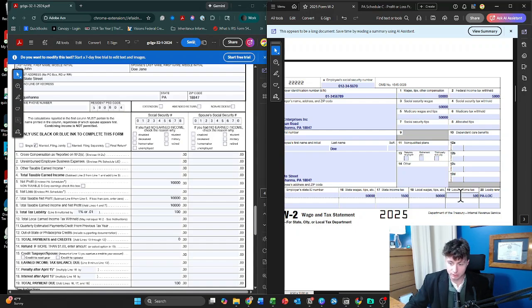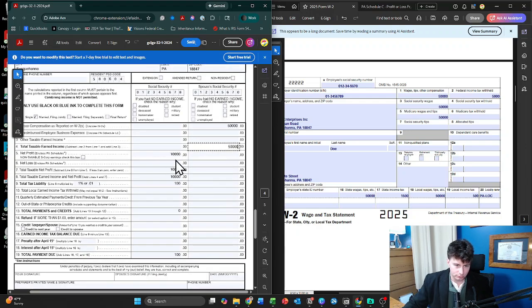And then if they withheld any sort of local income tax, then you would enter that in as well. Sometimes they'll put the locality name, but most of the time I've never seen it. Usually it just says like local or something like that. So in this case, when we look back at the PA local earned income tax return, you're going to see gross compensation as reported on W-2s, and we're going to report those wages, that $50,000 right here. And then there's no other sort of taxable earned income that she had, so I entered 0. Her total taxable earned income comes to $50,000.